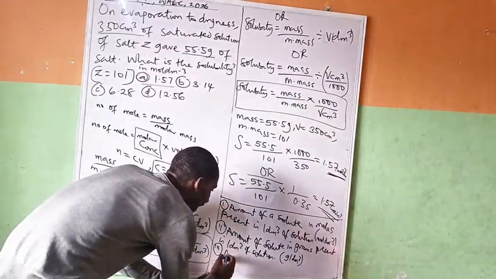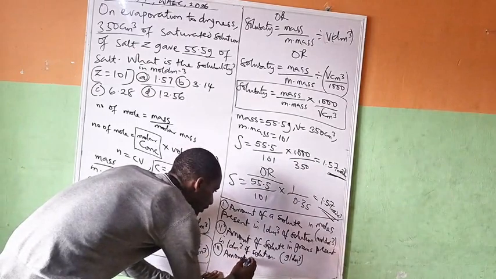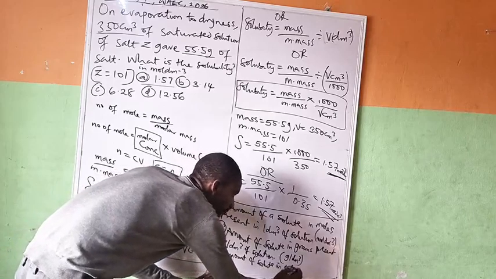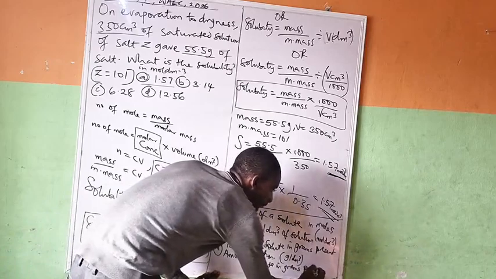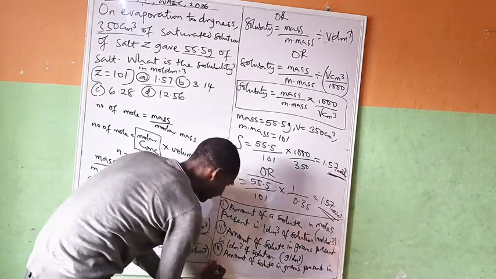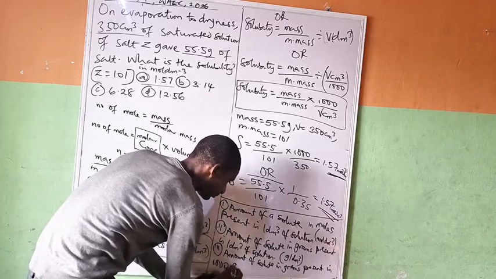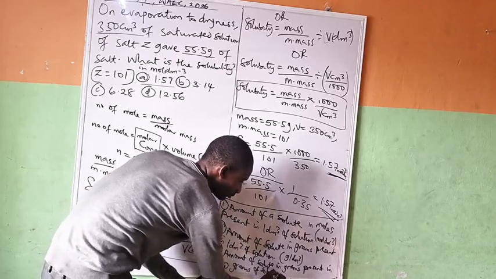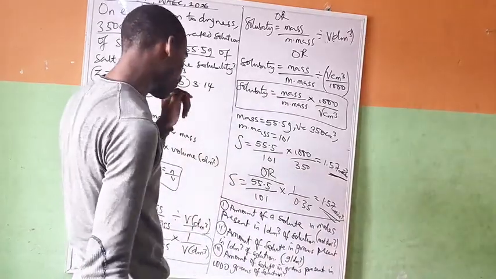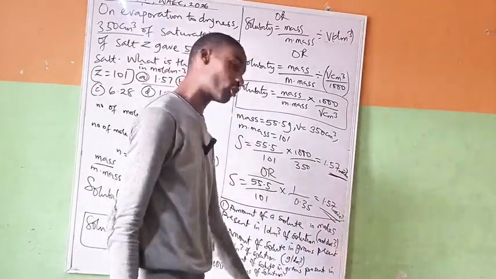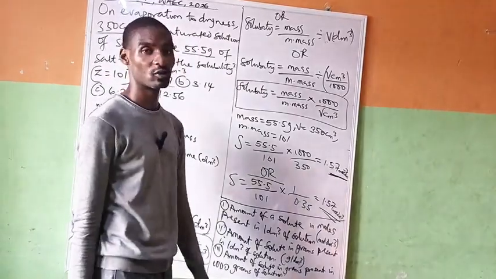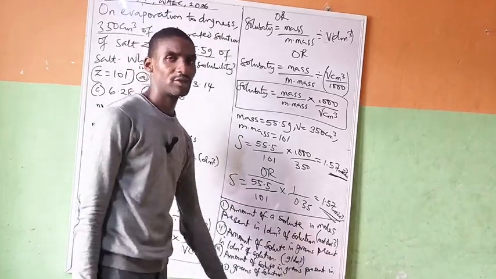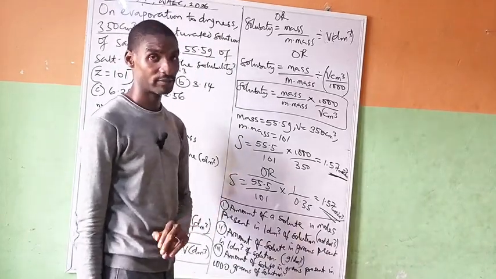The third one is amount of solute in grams present in 1000 grams of solution. Amount of solute in grams present in 1000 grams of solution. That is the third definition of solubility. So if they ask you to define it, either of these three or all of the three are very correct. And that is clear.